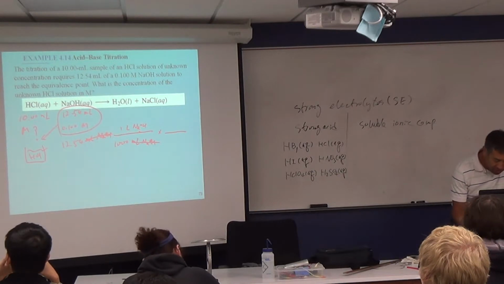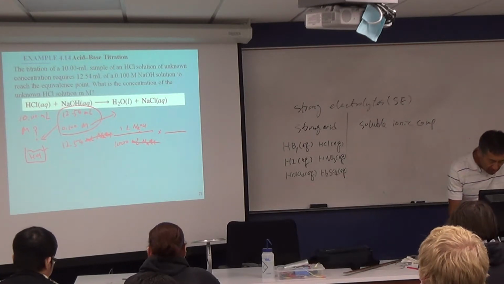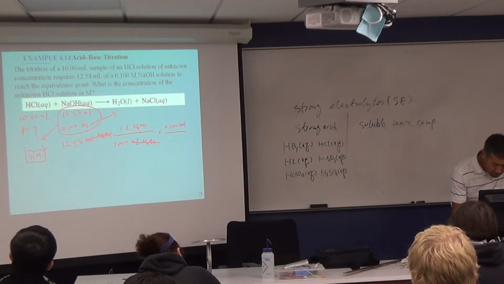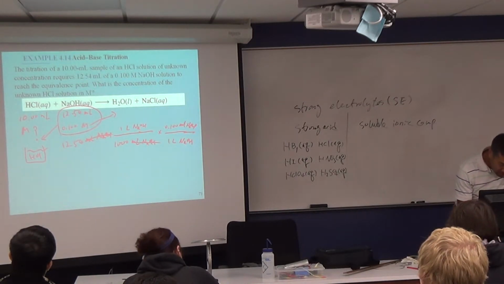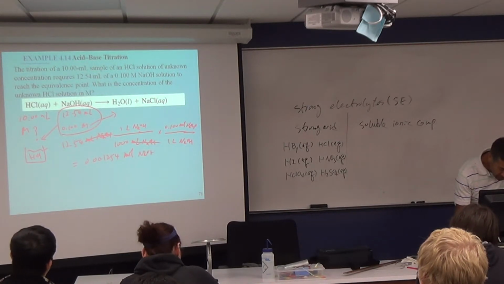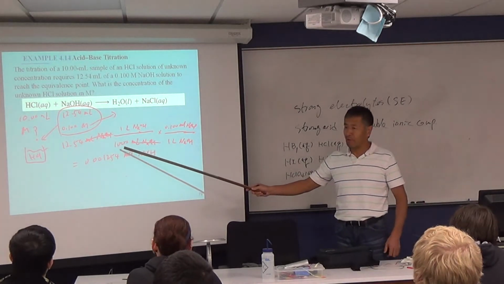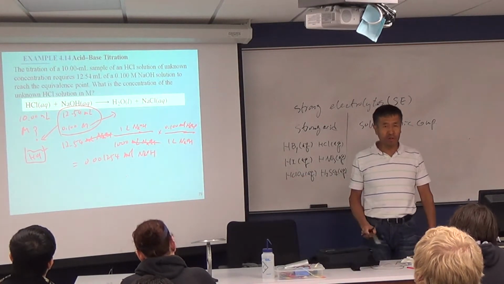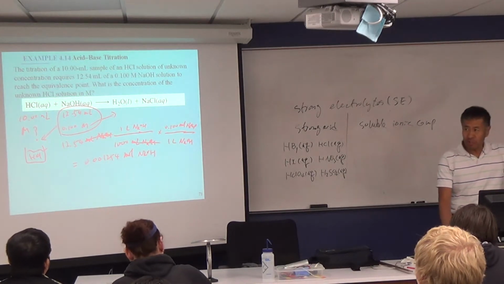Next, use the molarity. Remember I told you this guy? You can always change it into a fraction. Whenever you see this capital M, you have 0.100 mol NaOH over 1 liter NaOH. So how many moles of NaOH do we have? You will have 0.001254 mol NaOH. Am I right? You take 12.54 divided by 1,000, then times this one, you get that. Okay. So then the question asks you to find the concentration of HCl.